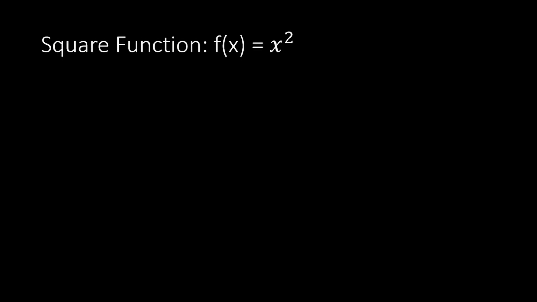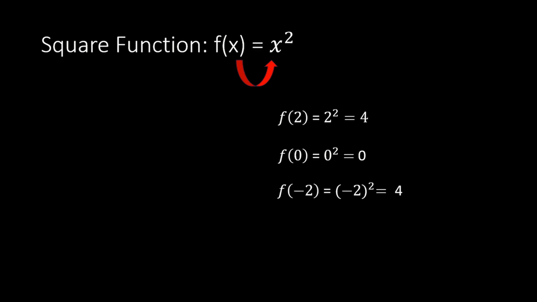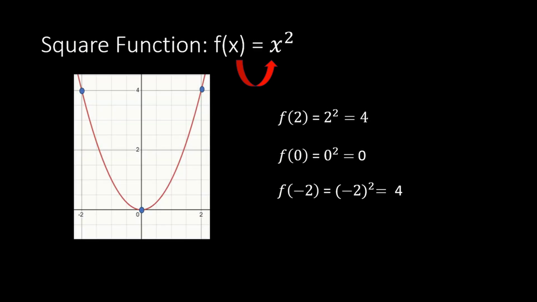Quadratic function. This is f(x) equals x squared. A quadratic function squares the input. For example, if you input 2, you get 4. If you input 0, you get 0. If you input negative 2, you also get 4. When you plot it, the graph looks like a U-shaped curve.